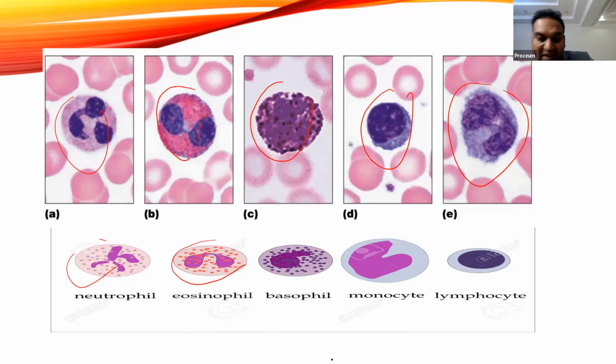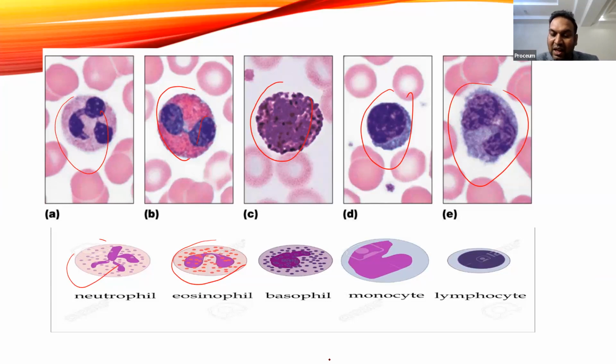Then come to the C cell. The C cell is a basophil, and you can see the coarse, bright, dark blue colored granules there. It is so crowded that it almost completely hides the nucleus. The nucleus is almost covered by these coarse granules. So this is a basophil.